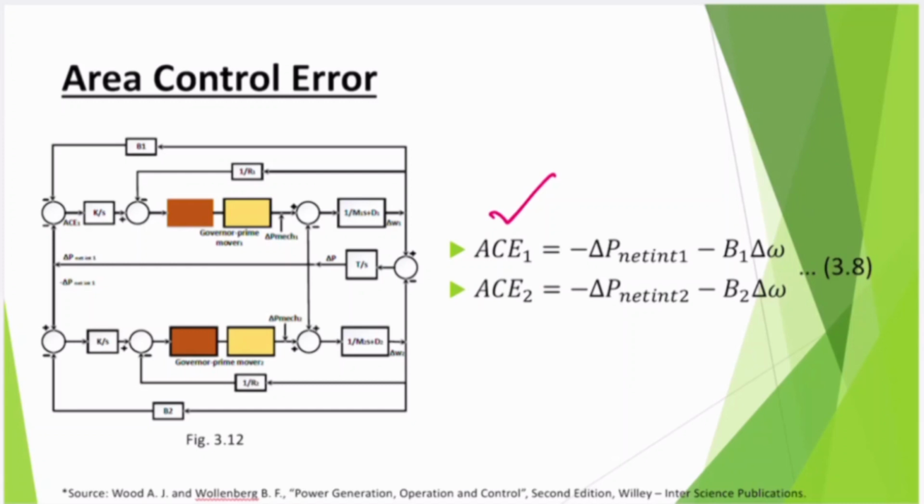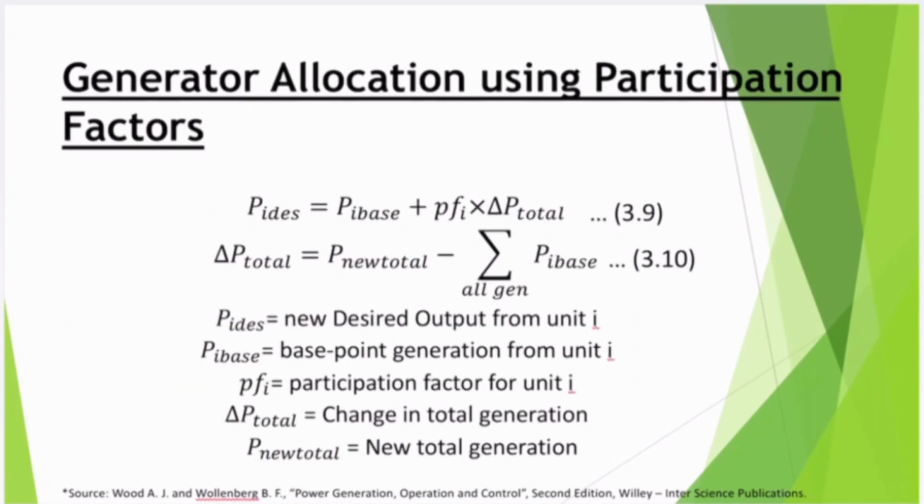Now, let us move to a very important logic known as generator allocation using participation factor. First of all, I'll give you the mathematical equation, then I'll try to explain what it is. Pi dash is the new desired output from unit 1. There is a unit, and you expect something to be extracted, that is Pi dash, the new desired output from unit 1. And Pi base is the base point generation from unit 1.